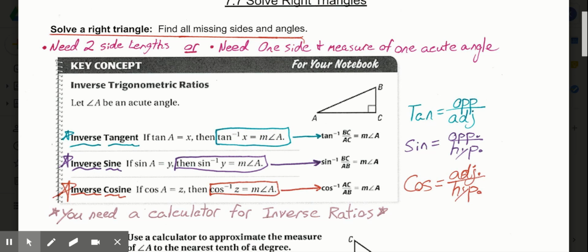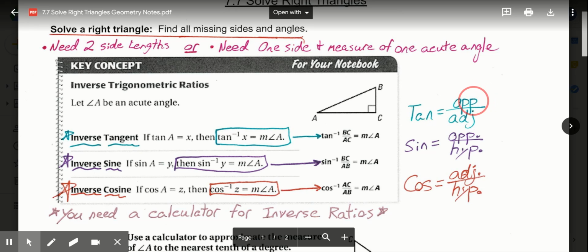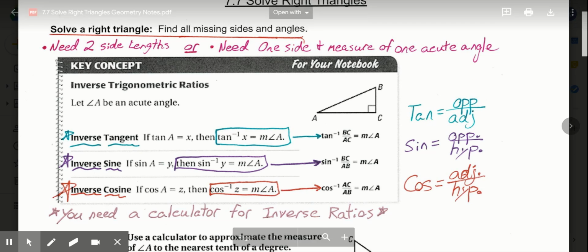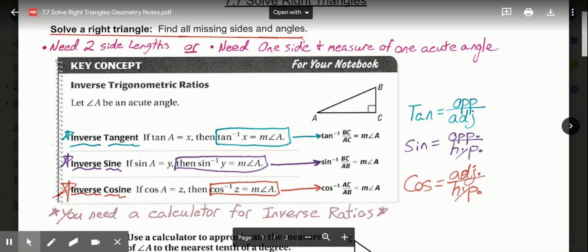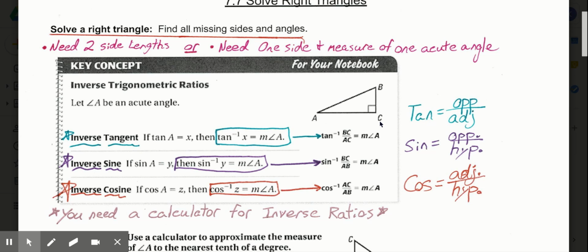What that means is if we know the tangent, opposite over adjacent, so in this case BC over AC, to figure out the measure of angle A, you would type into your calculator the inverse tangent of whatever BC over AC is. And we'll see some examples of that. But simply put, if you know the tangent, the inverse tangent of that number will give you the angle measure.